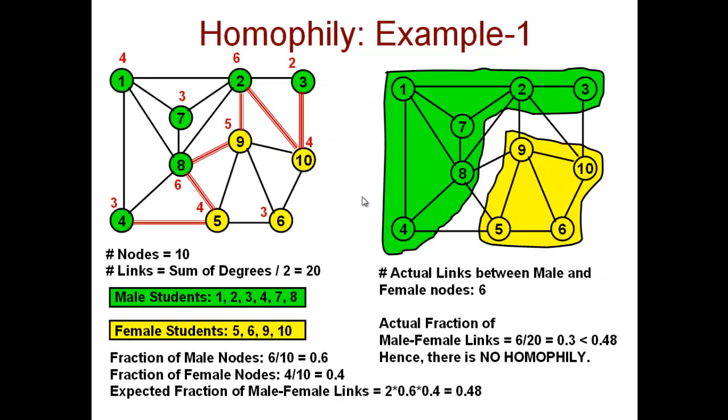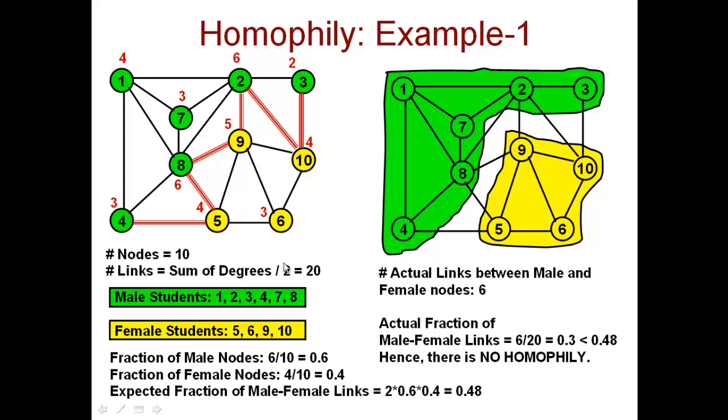So let's go through an example here. Here we have a network of 10 nodes, and it is a network of male and female students. The male students are colored in green, the female students are colored in yellow. So 1, 2, 3, 4, 7, 8 are the male students, 5, 6, 9, 10 are the female students. Now these are the edges in this network. Now we need to determine, based on this given information, whether the male and female students exist together as one community or they exist as separate communities.